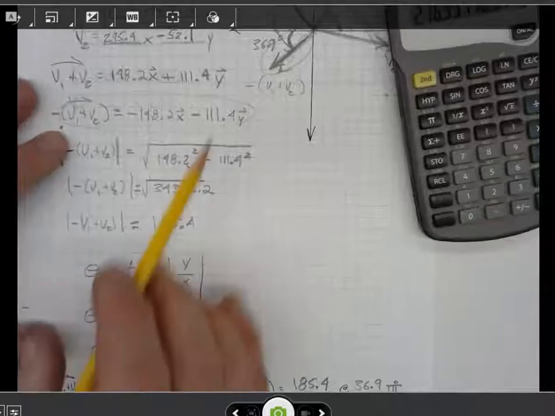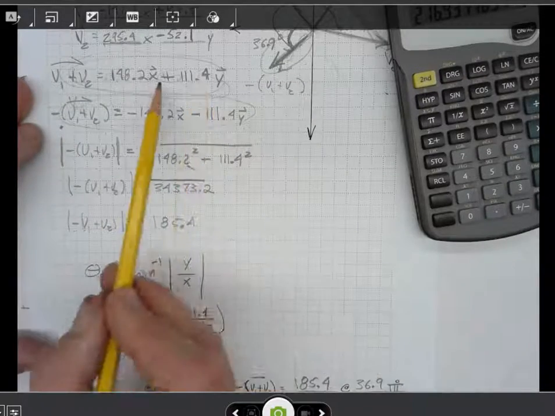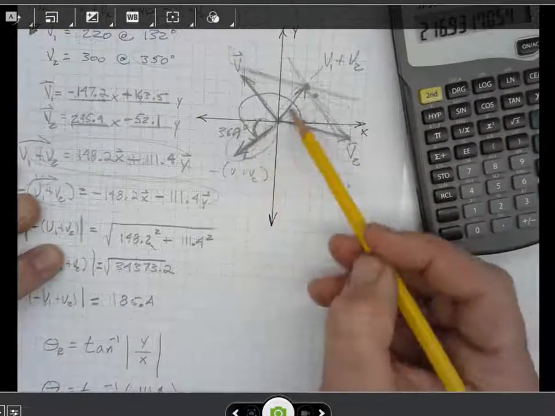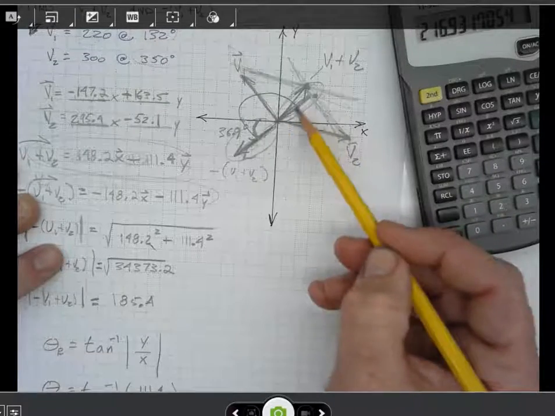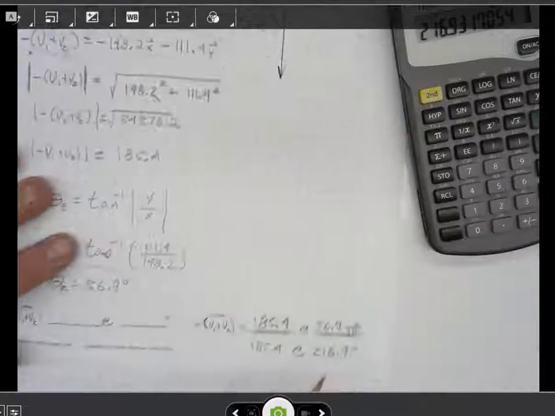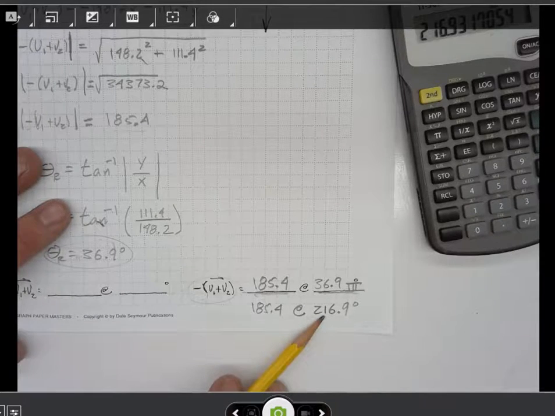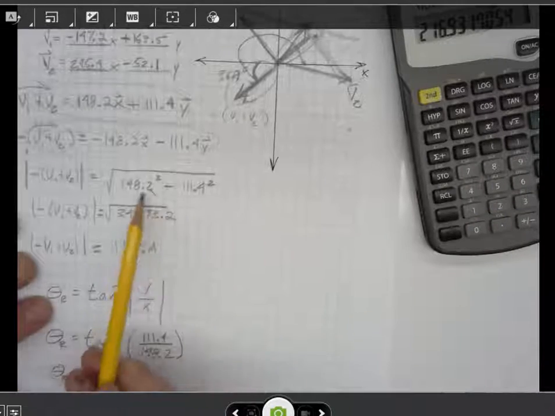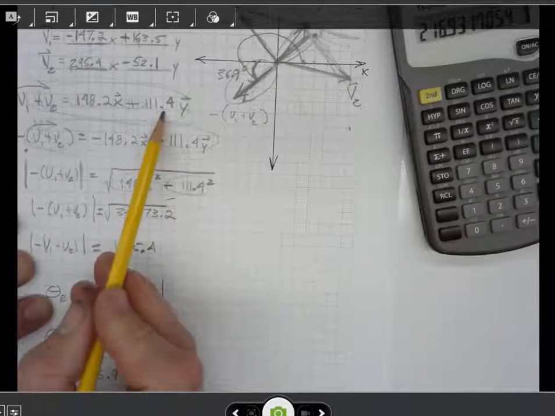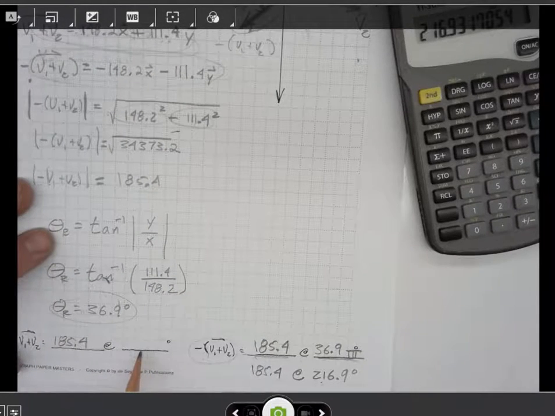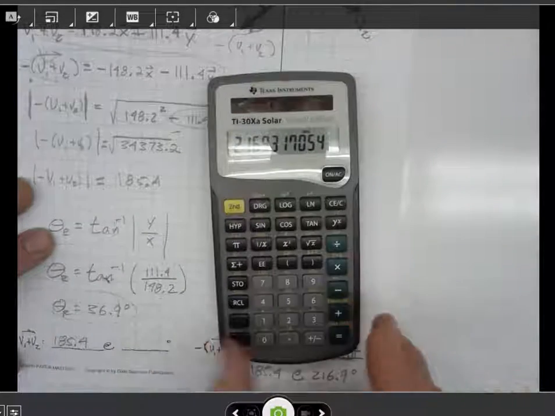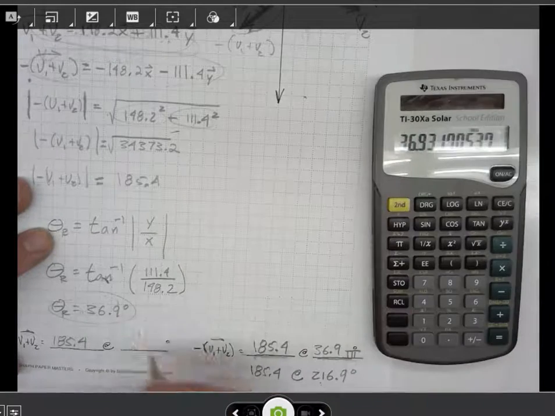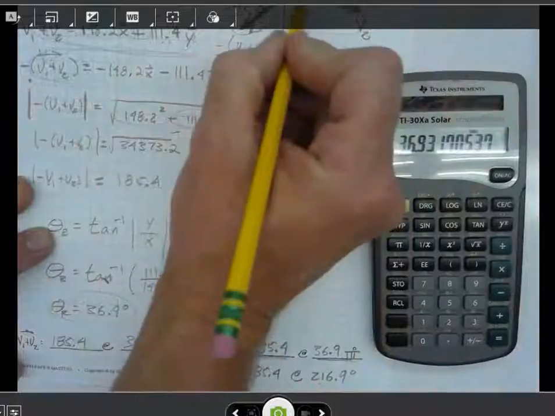Now, you could go through that whole process again for the original, the sum of the vectors, but I've got a quicker way to do it. They're opposites of each other. So the other one is going to be 180 degrees opposed. In other words, I can take this angle and subtract 180 from it, and I'll be in good shape. So it should be 185.4. The magnitude won't change. Those numbers are still the same. We ignore the negatives. And the angle is going to be 216.9 minus 180, which is actually 36.9, of course. But that's this angle here for that one.